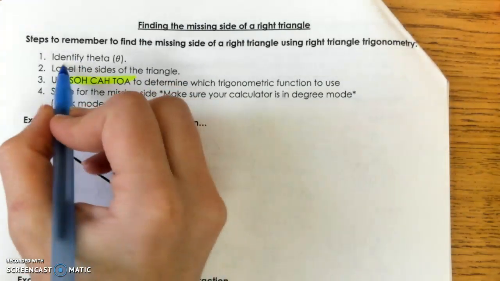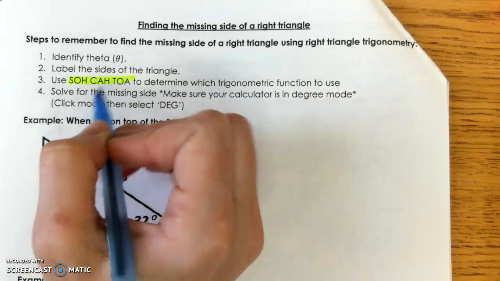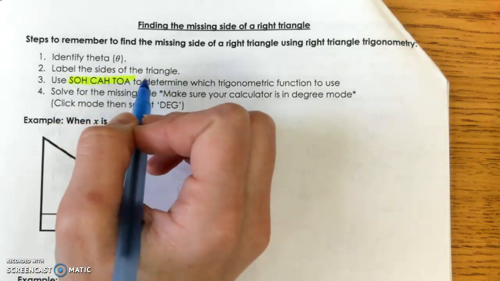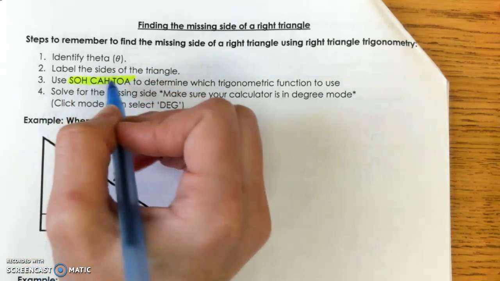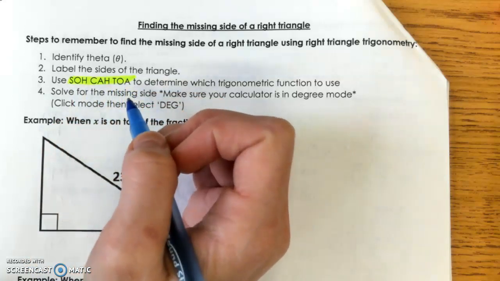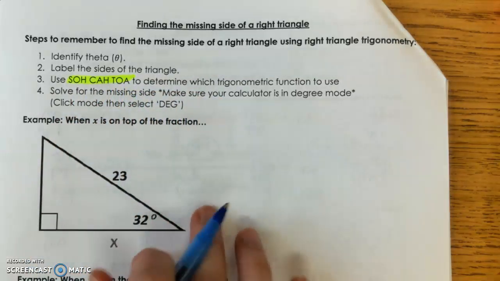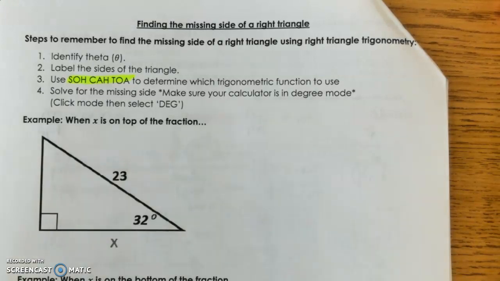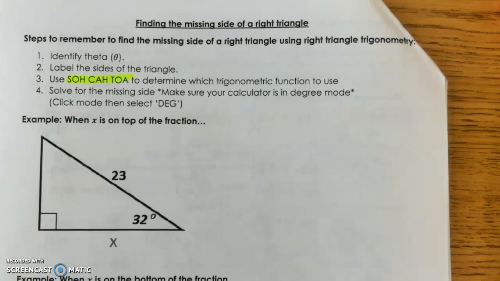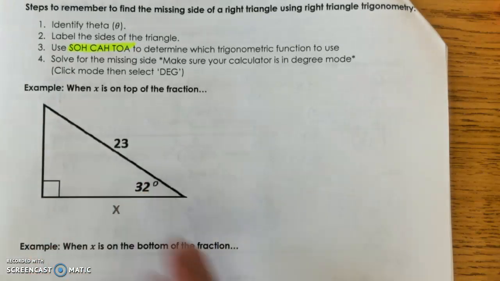So what we're going to do is identify theta. We're going to label the sides of the triangle. After that, we're going to figure out which trig ratio we need, and I'll show you what I mean by that. Then we're going to use the calculator, or if you don't have a calculator at home, we're going to use Desmos to figure out the missing side. So starting off, we're going to label.